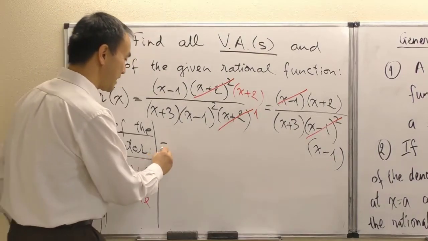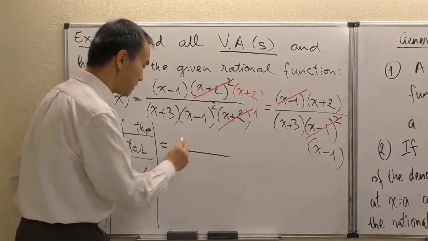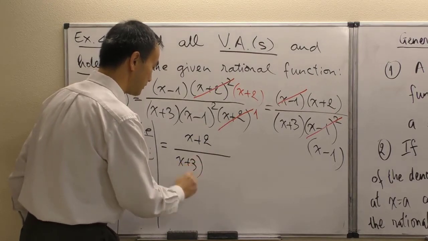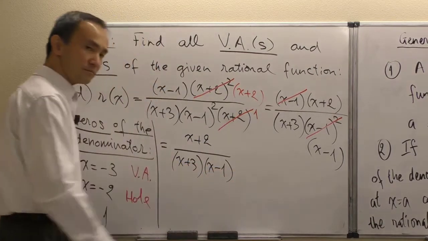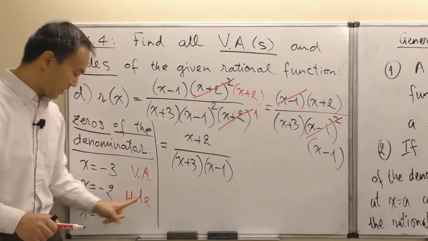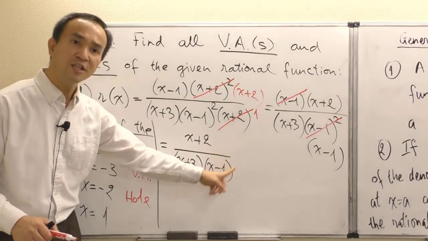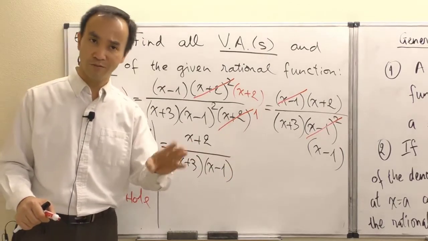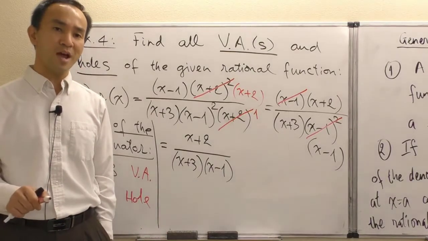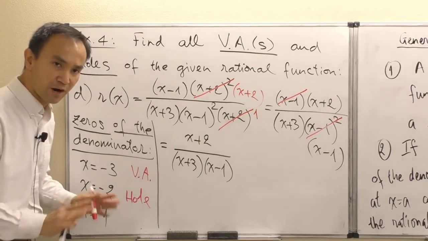Now in my next step, that means my simplified rational function becomes the following: x plus 2 in the numerator, and then x plus 3 times x minus 1. So clearly the factor corresponding to this 0 in the denominator, including its multiplicity, cannot be canceled completely. It did not cancel completely. So in that way, this is not going to be a hole. It failed that criteria to be a hole.